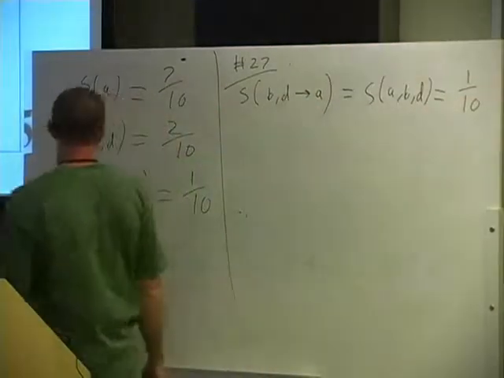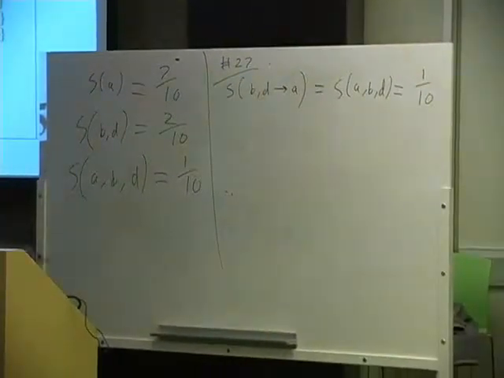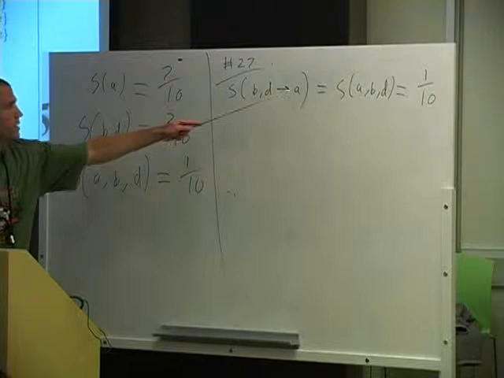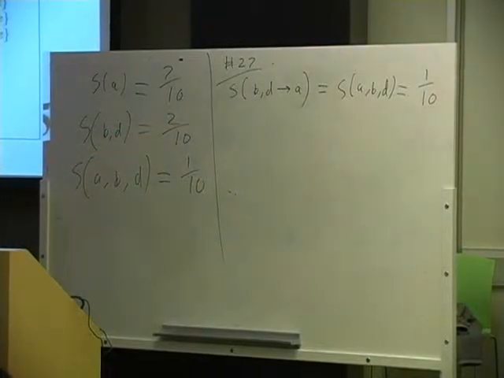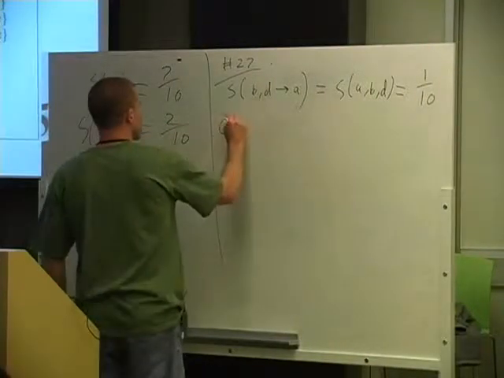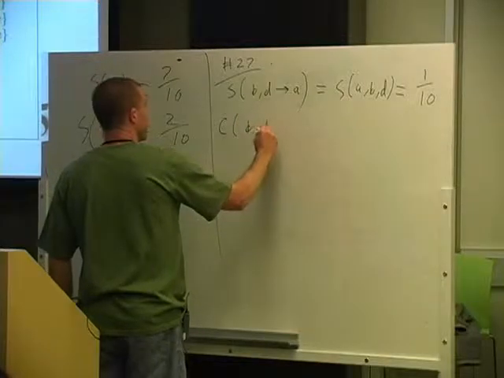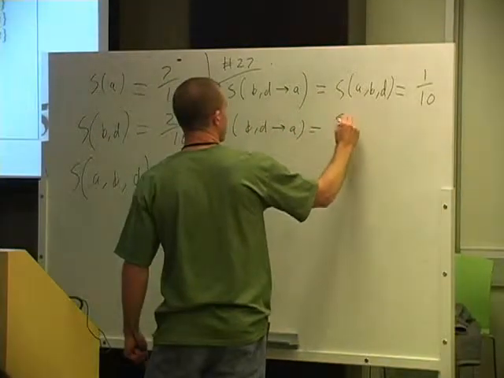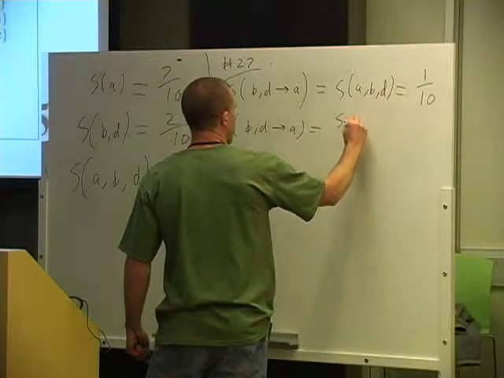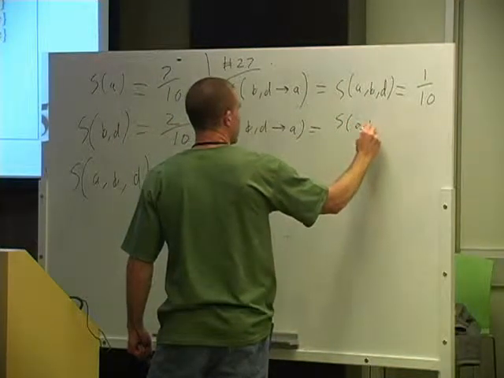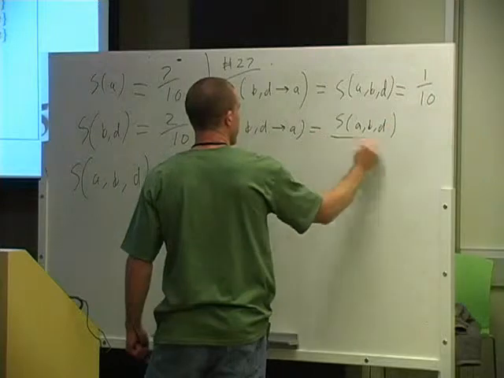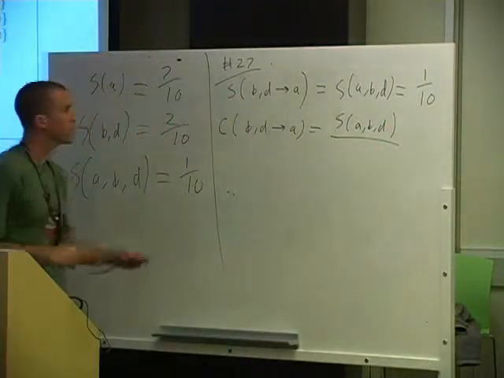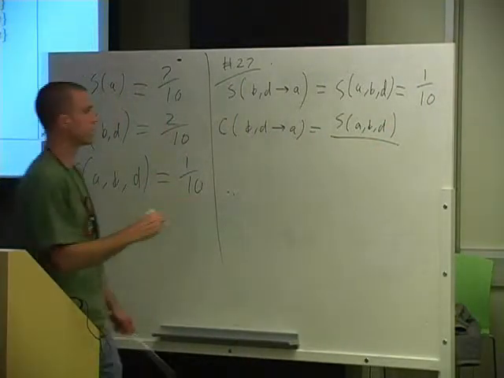Okay, so again, the support for the association rule is just the support for the item set that contains the items on both sides. And then the confidence for the association rule, BD implies A, on the top, it's the support of ABD, so that number, 1 out of 10. And on the bottom, it's how many people bought B and D. So it's the support for BD.